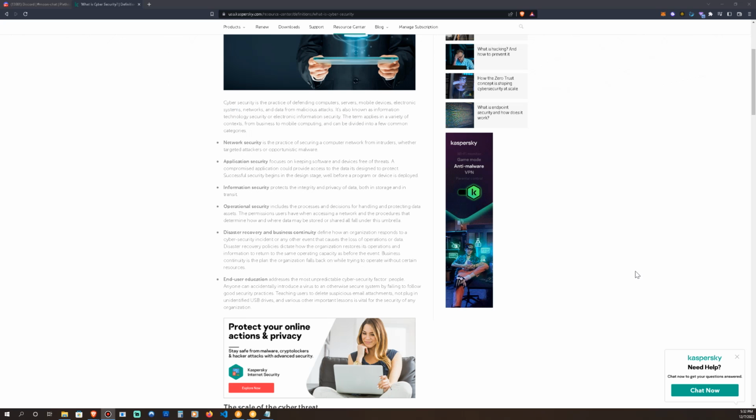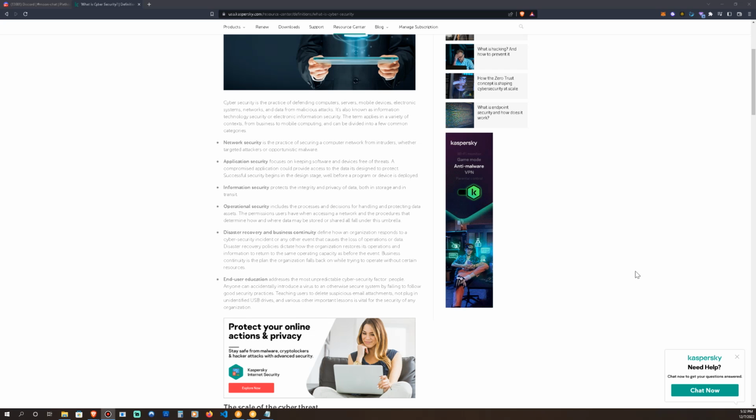All right, so cybersecurity is the practice of defending computers, servers, mobile devices, electronic systems, networks, and data from malicious attacks. It's also known as information technology security or electronic information security. And in the Web3 space, we're going to call it the Web3 security. The term applies in a variety of contexts, from business to mobile computing, and can be divided into a few common categories. And here's the list of categories.